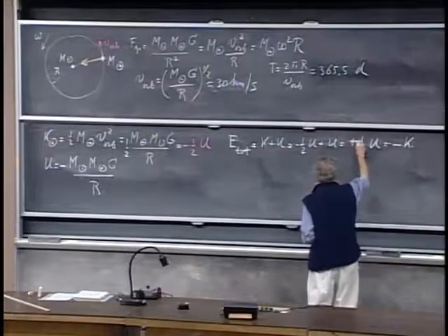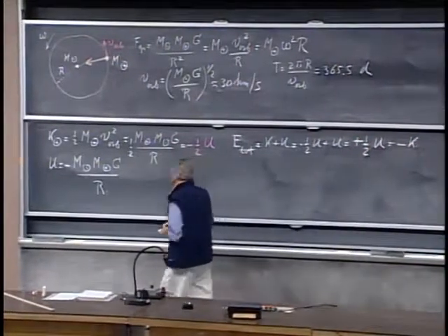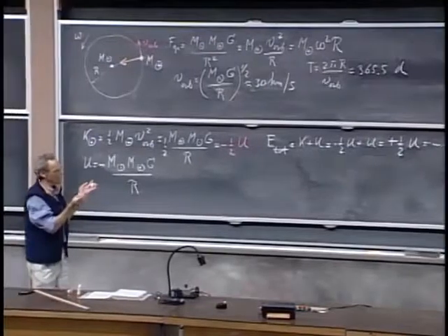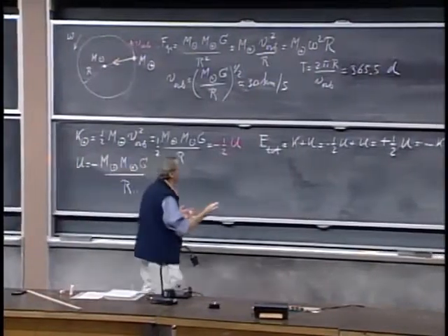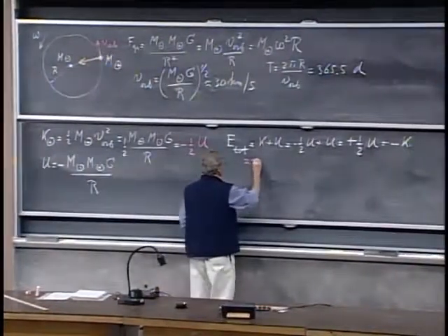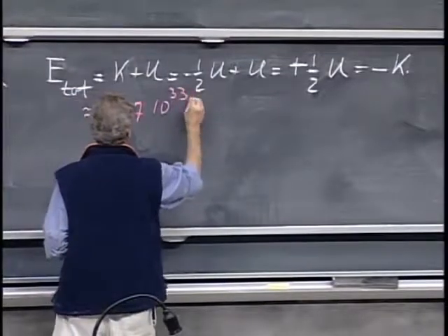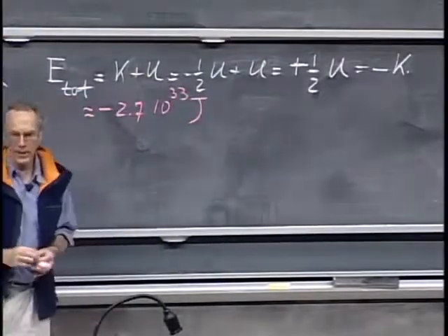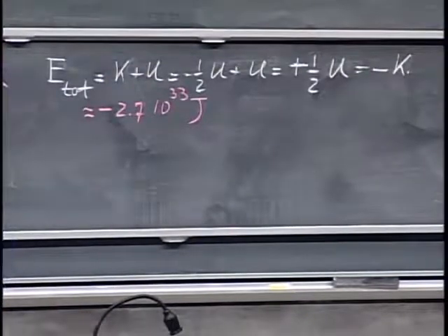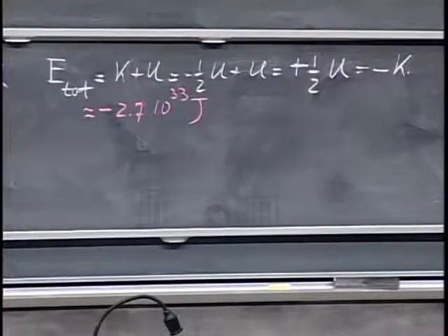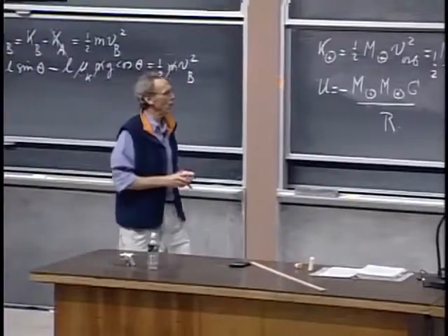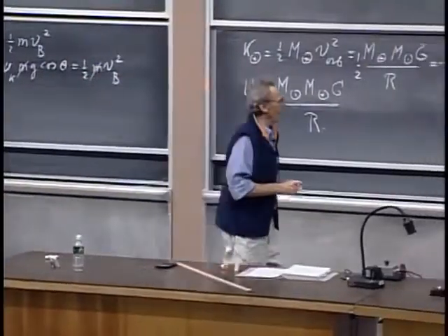I just calculated for fun how large that number is. It's a negative number, and it turns out to be approximately minus 2.7 times 10 to the 33 joules. Deeply negative. Now, if we get bored and we want to leave the solar system, then we can ask ourselves a question.